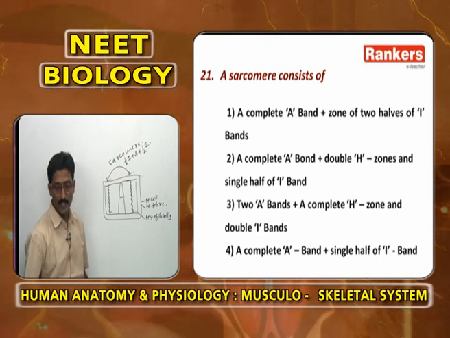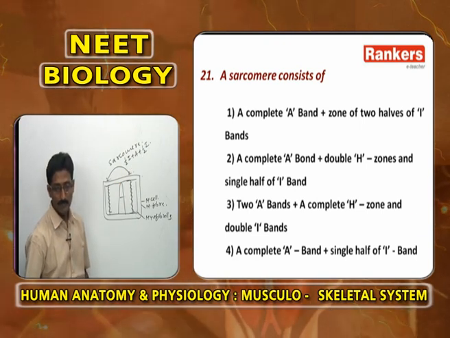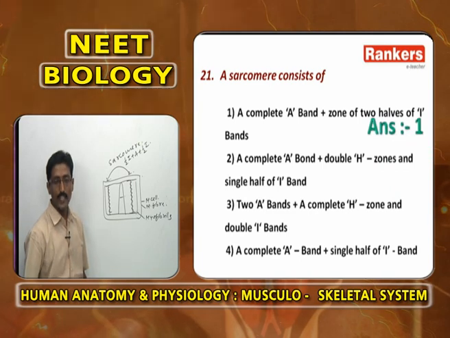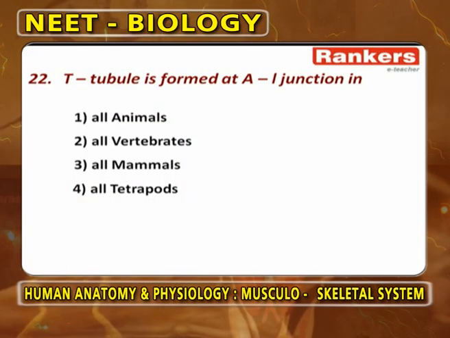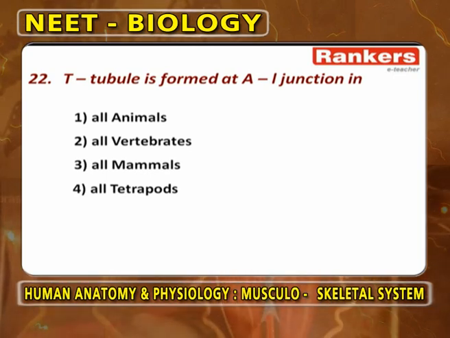Now the correct answer is, we go for the next question. T tubule is formed at AI junction in.